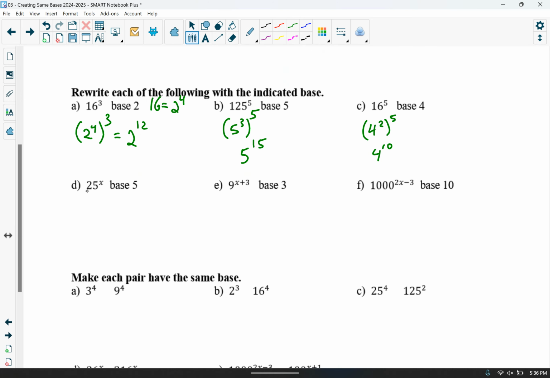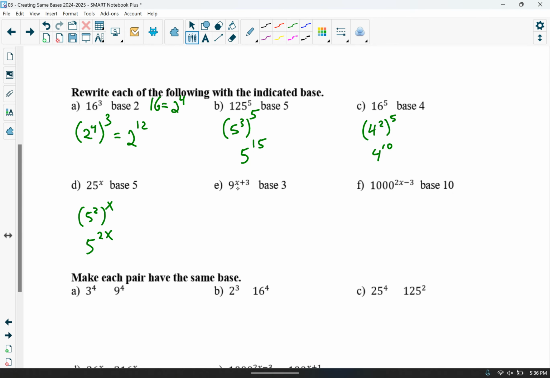For D, 25 to the x power, we're going to make it base 5. We know 25 is 5 squared to the x power. Now here we have a variable in the outside exponent. Still going to use our rules, keep the base, multiply the exponents. 2 times x is just 2x. That's our answer.